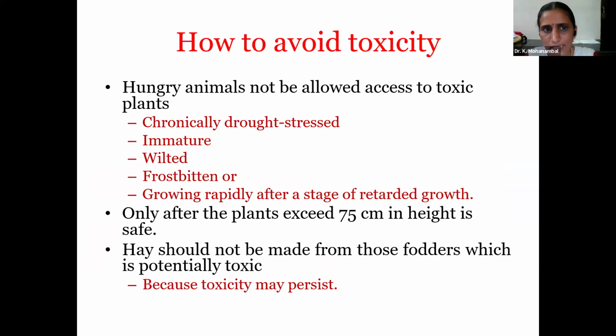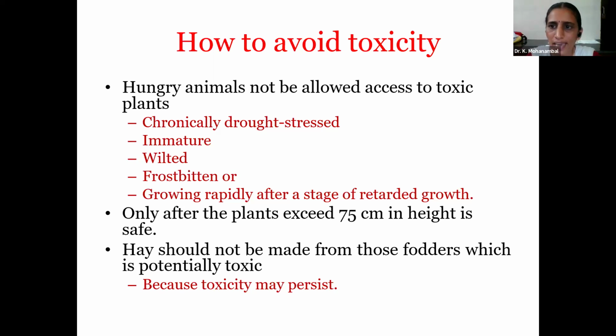And how to avoid toxicity. The hungry animal, usually animals which are very hungry, will quickly go and eat the toxic plants. So animals should not be allowed to graze in the toxic land, and especially hungry animals should not be allowed to graze. The plants which are chronically drought stressed will have more cyanogenic glycosides. And for immature plants, the plant should be grown up to the flowering stage or attain a height of 75 centimeter or above before being allowed to be grazed by the animal.